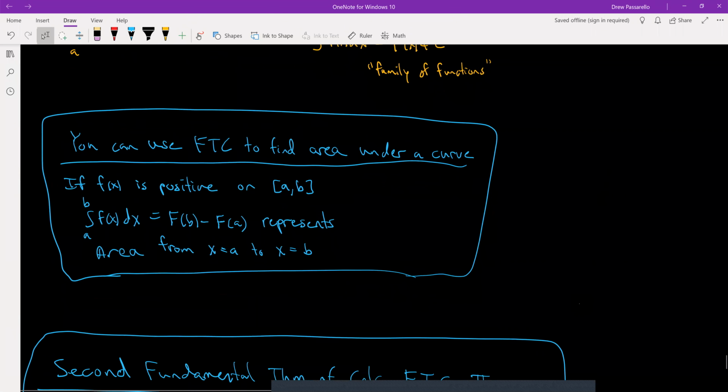You can use the fundamental theorem of calculus to find the area under a curve, provided that the function is positive on the closed interval [a, b]. So you just evaluate it just like we did, and then do the upper bound with the antiderivative minus the lower bound evaluated with the antiderivative. And that difference will give you the area from x equals a to x equals b. Again, that's if the function is positive. The definite integral itself does not have to be positive.